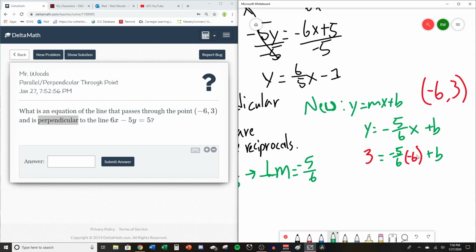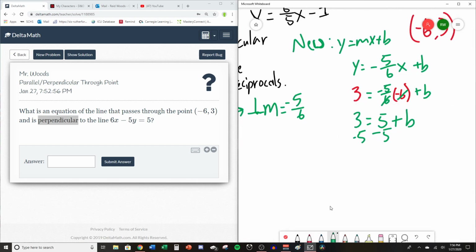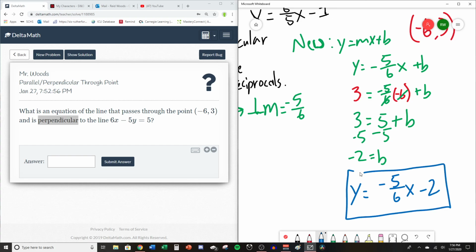Fortunately, like last time, these cross out again. However, the negative is going to stay. It's going to multiply by the 5, resulting in a +5. This gets subtracted. And that's going to give us a b value of -2. And we can write our final equation. It's going to be y equals -5/6 x minus 2. So that's our answer for this one.